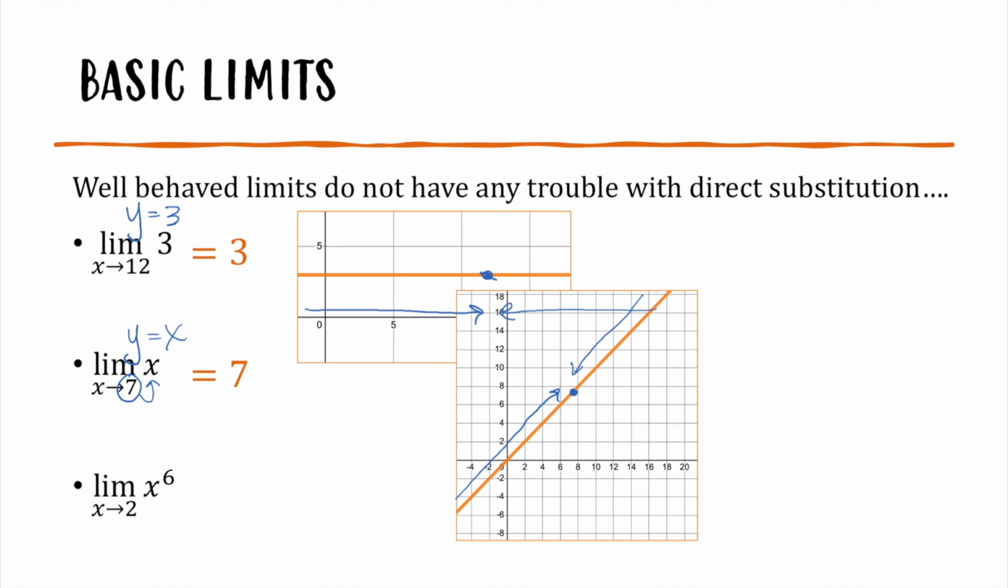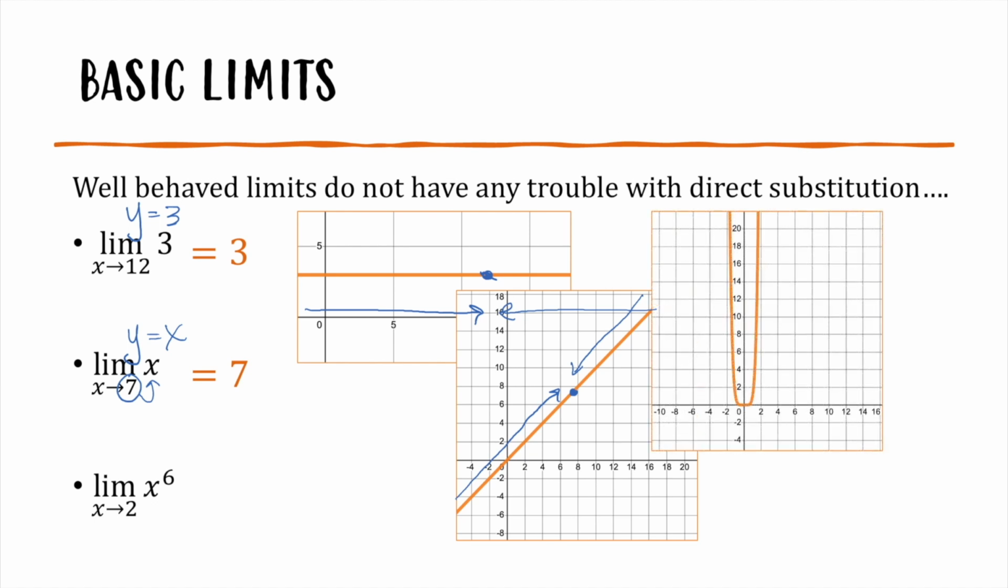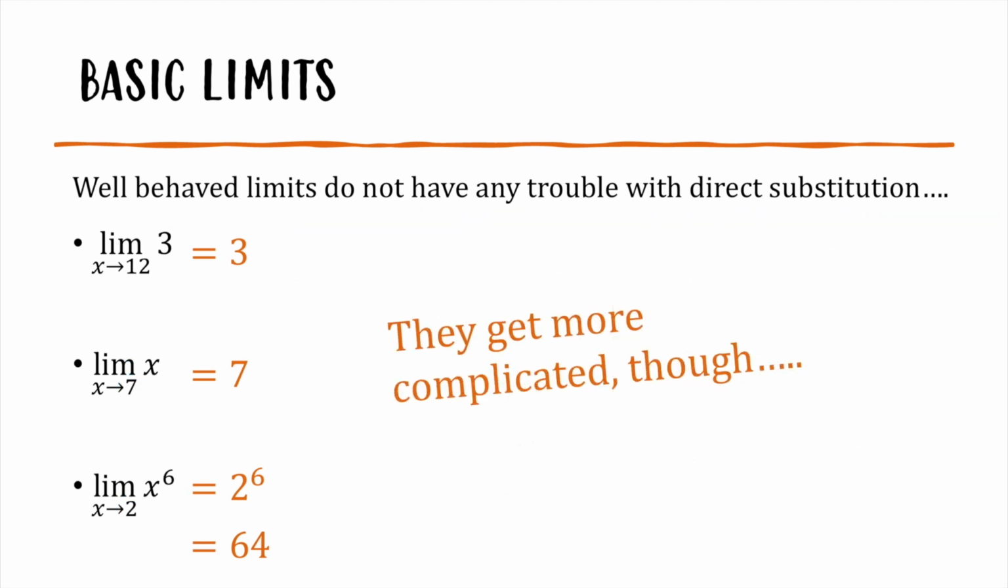What about the limit as x approaches 2 of x to the 6th? Now I can graph it for you. This is what that looks like. As x approaches 2, we can kind of see where it's going, but it's way off the graph. So we're just going to take 2 and direct substitute it. We're just going to plug in 2. So we've got 2 to the 6th, which is 64. Now, of course, they don't stay this simple. Limit problems get more complicated.